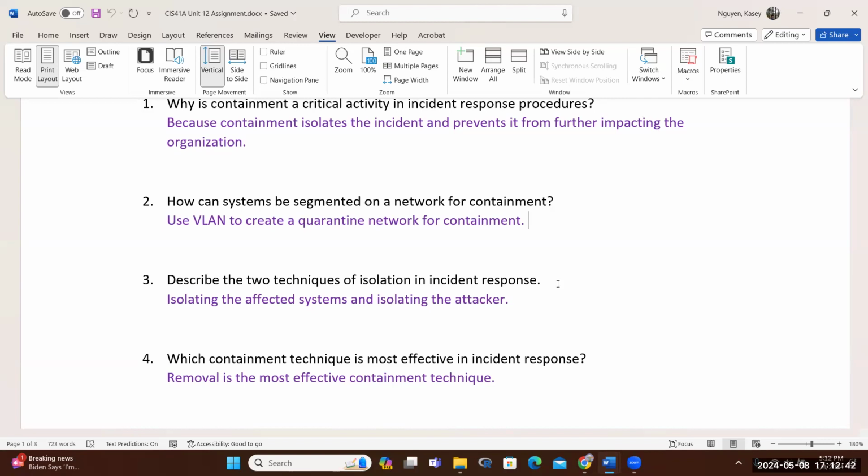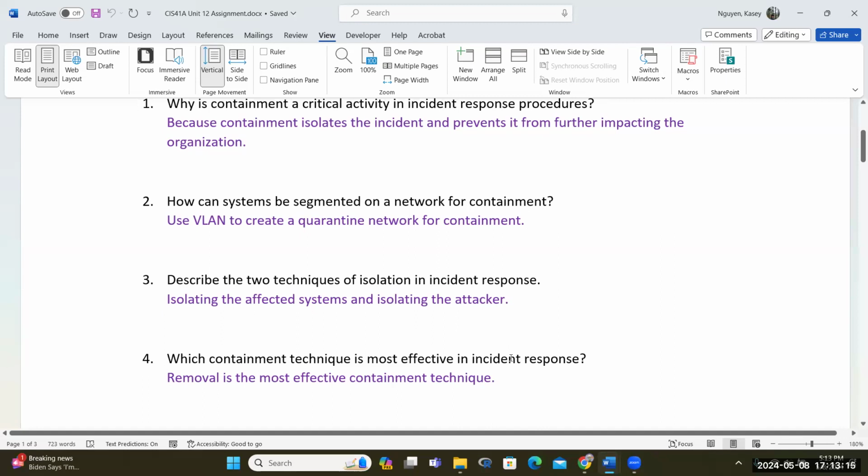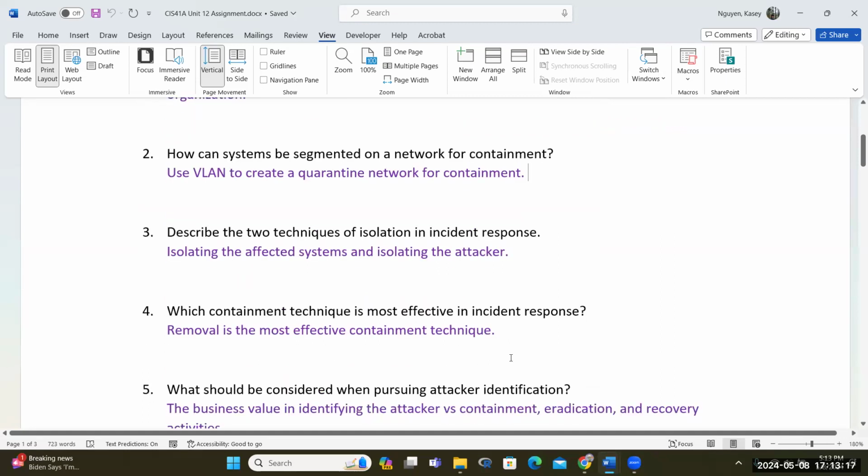For example, if you have an internal threat, like a disgruntled employee, removal of that employee is probably the best thing for that organization, right? Because that person can cause a lot of internal issues with other employees and possibly commit other types of activities that would cause the company to have higher risk. So removal is the best containment technique. Make sure we remember these things for the finals.